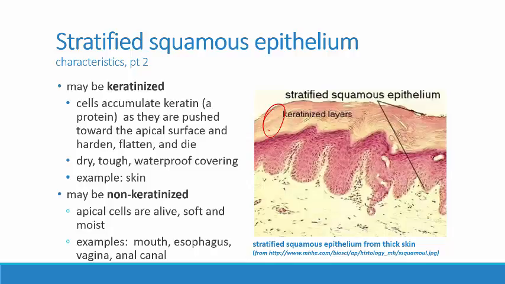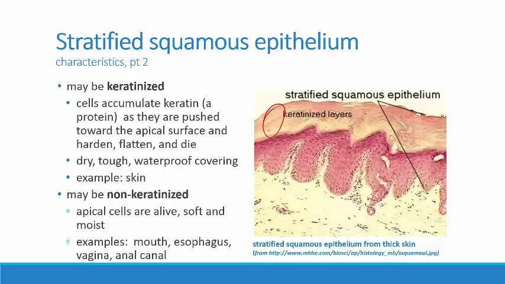And so these keratinized cells then form this dry, tough, waterproof covering that helps to protect the underlying cells and tissues. So the skin is an example of a keratinized stratified squamous epithelium.